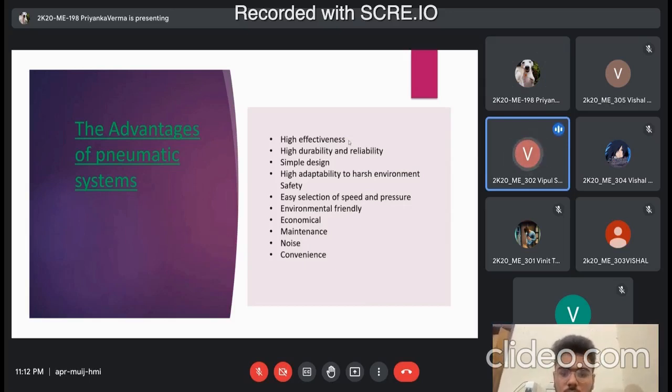Noise. Although air compressors can be quite noisy, they run silent when off, and the equipment using compressed air to function is usually relatively low in noise. And the last one is convenience. Because pneumatic equipment requires less force and low pressure, it is more convenient.